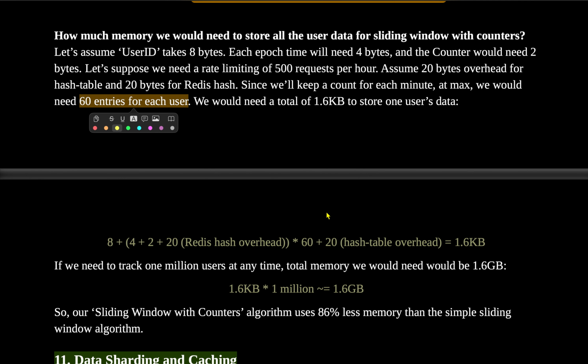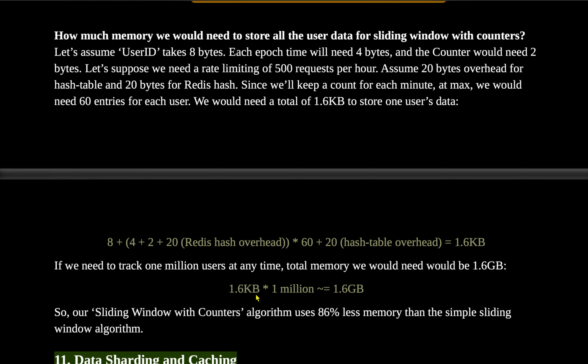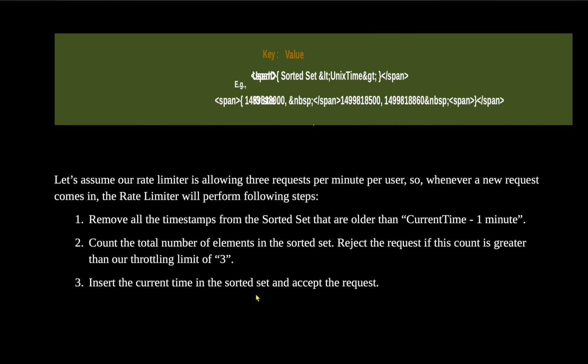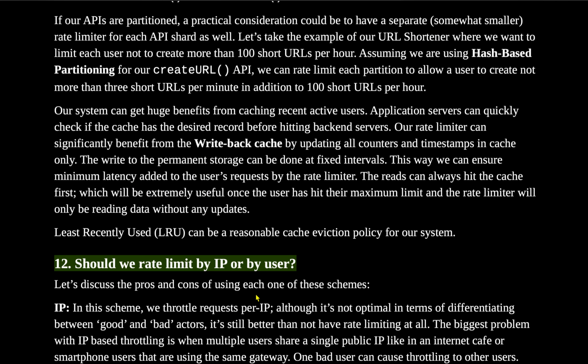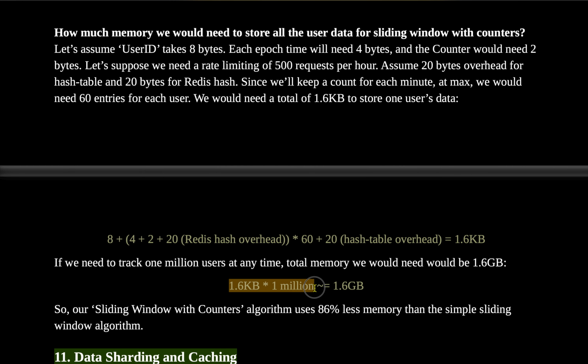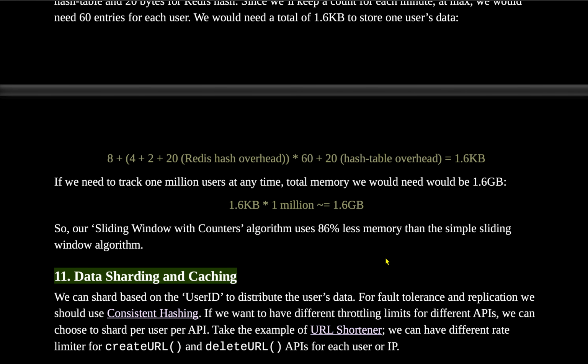We would need a total of 1.6 KB to store one user's data. So one user's 1.6 KB, which is pretty efficient compared to the sliding window approach. Thereon we scale 1.6 KB up to 1 million users. We get 1.6 GB roughly. So our sliding window with counters algorithm used 86% less memory than the simple sliding window approach.